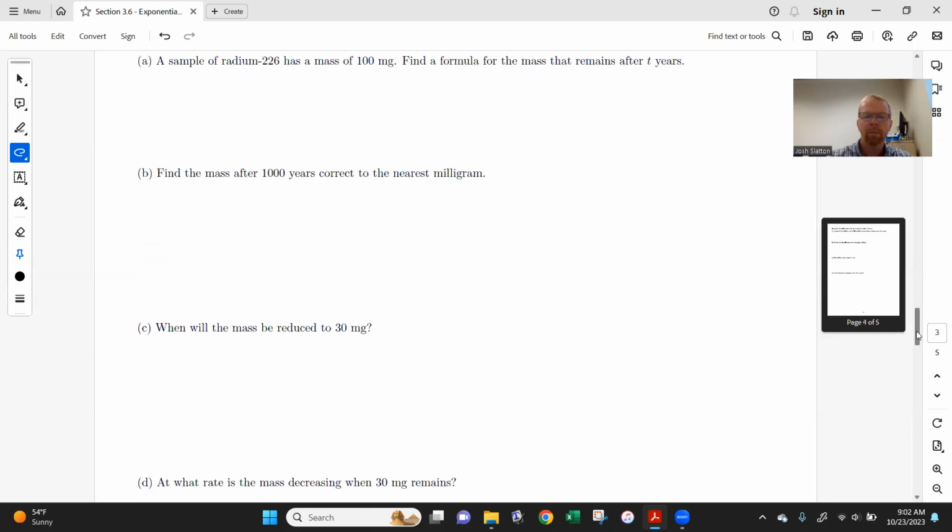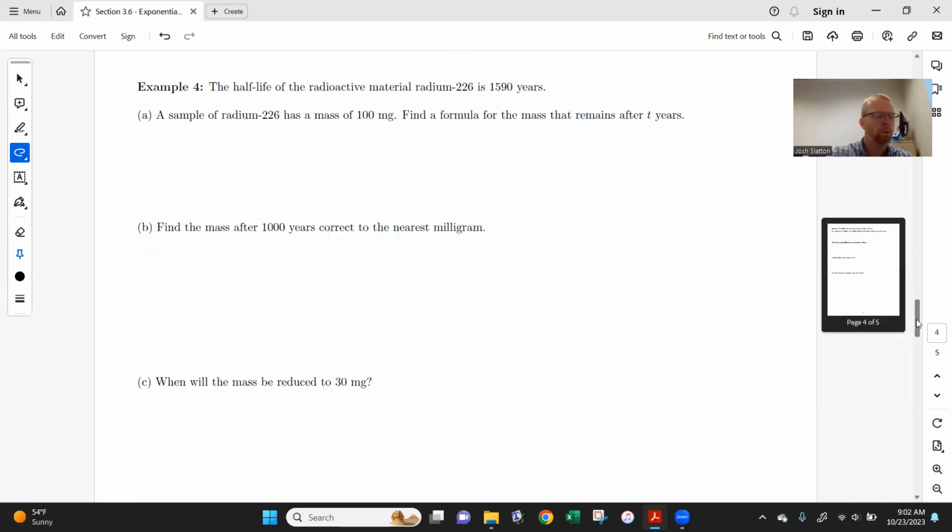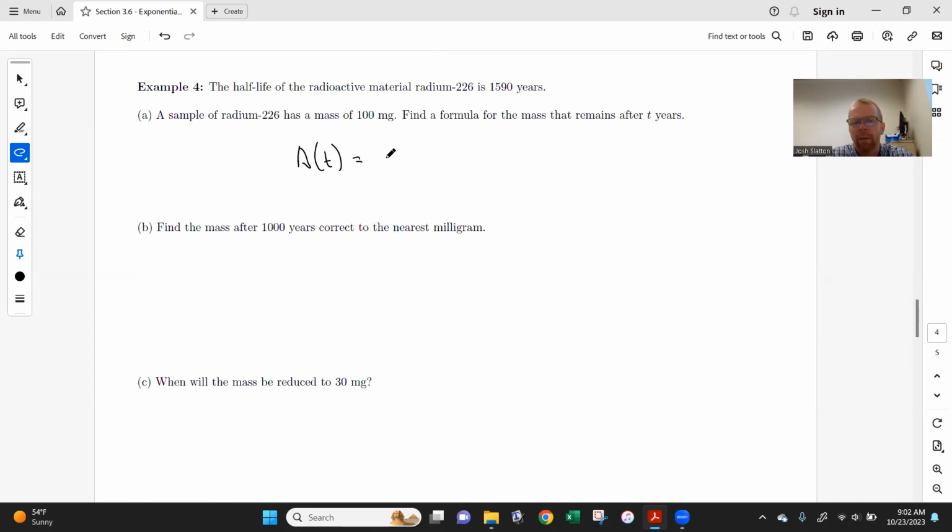All right, so next we have number 4. The half-life of a radioactive material, radium-226, is 1,590 years. Start with 100 milligrams, and find the formula for the mass after t years. So we kind of shortcut this without using the e. When we're talking about half-life, we can just make the base be a half and then divide by whatever that half-life is. So there's our formula, and we could convert that to an e expression, but we don't need to. You can just leave it like that.